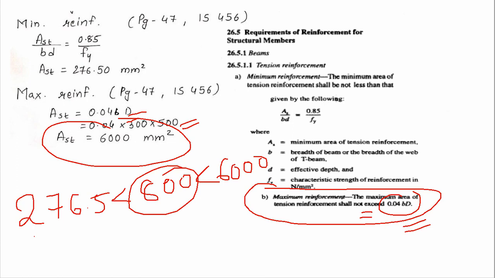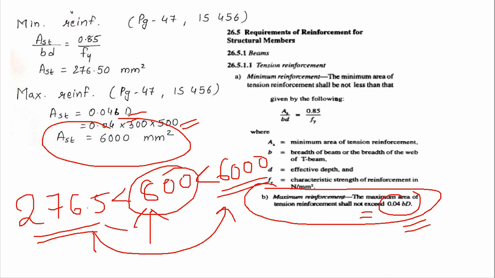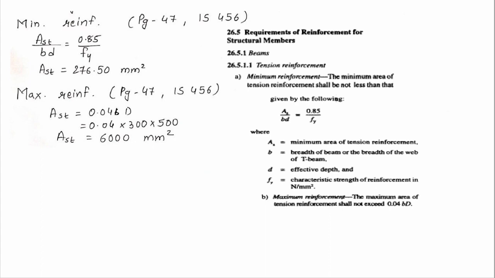This will be the minimum steel that can be provided. This is the maximum steel that can be provided. So whichever AST we have provided should fall between these two ranges. This value should always fall between these two ranges according to our IS code. So this is the check whether we have completed the answer correctly or not. Clear? So this was our question.